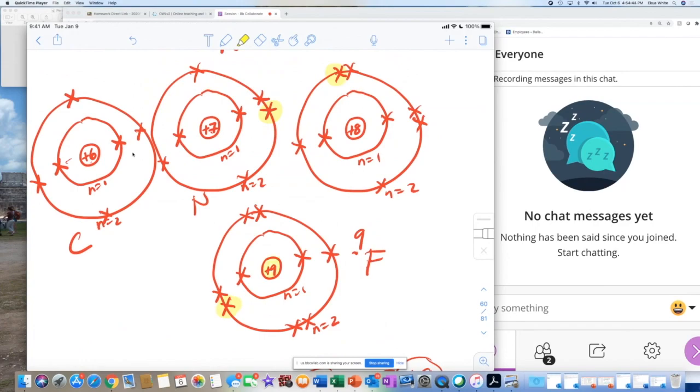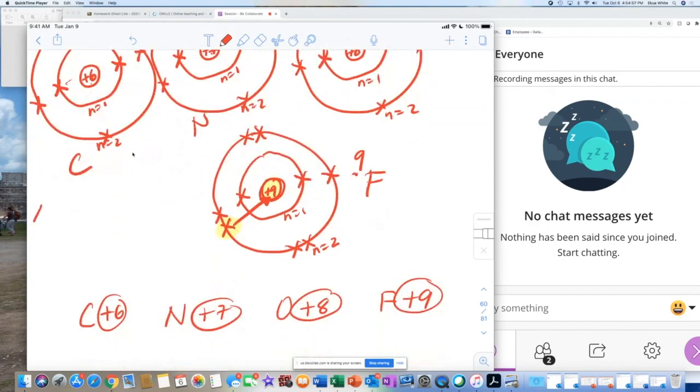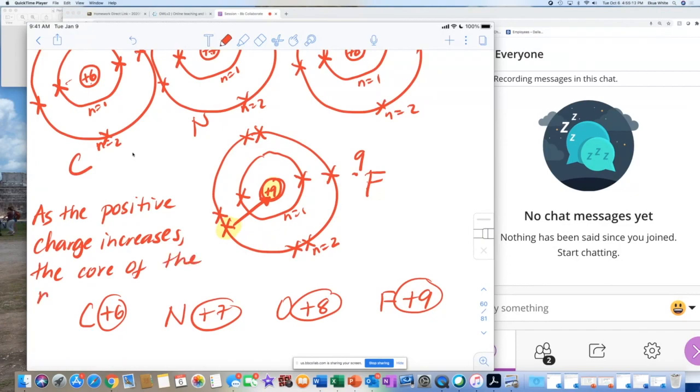As the new electron is coming in, it's actually being drawn by a stronger core each time. The core of the nucleus increases as the positive charge increases. I'm going to write this here so you can see. As the positive charge increases, the core of the nucleus increases. So what does this have to do with size?